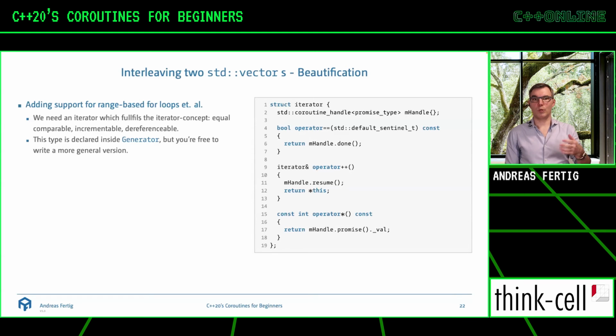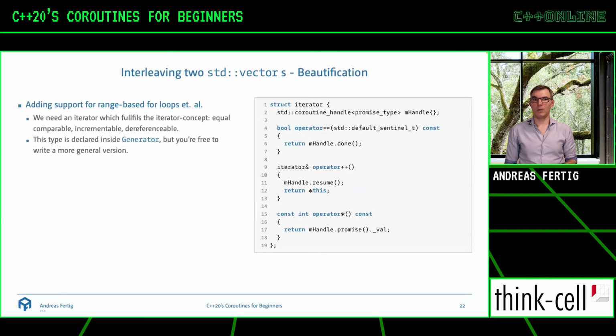My iterator stores a coroutine handle of my promise type. I'm implementing the operator equals. Usually the concept requires the not equal operator, but in C++20, the compiler is smart enough to flip that around. So I'm on the positive side, implementing the operator equals equals. That one takes a std default sentinel. So this is just a tag type to get the machinery done because the coroutine knows when it's finished, right?